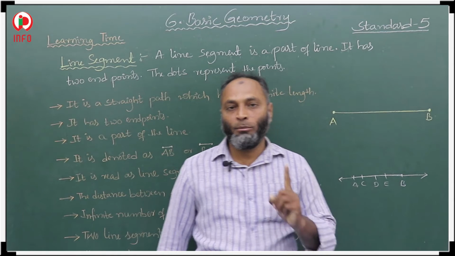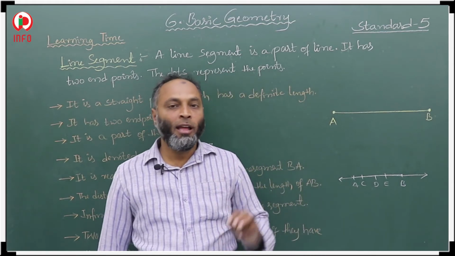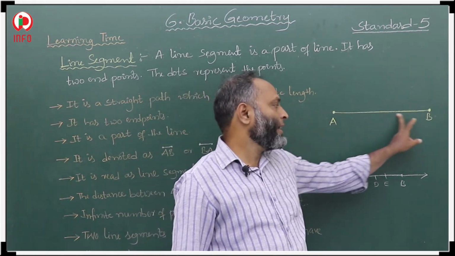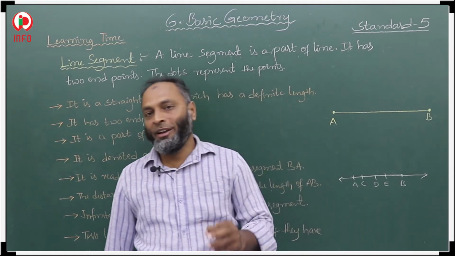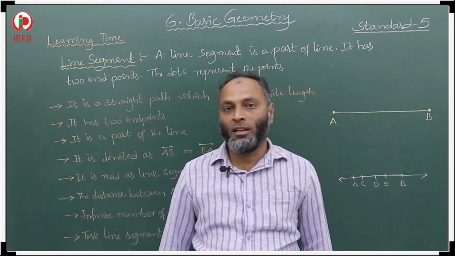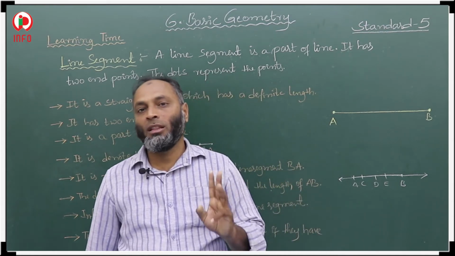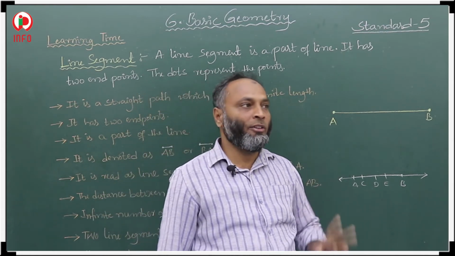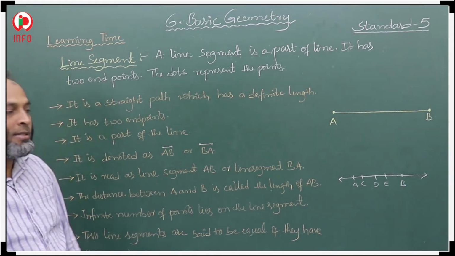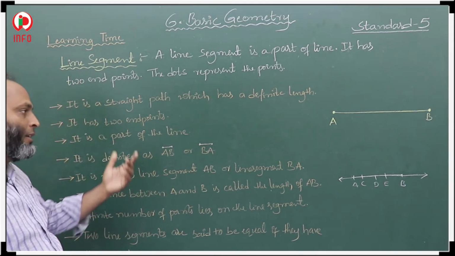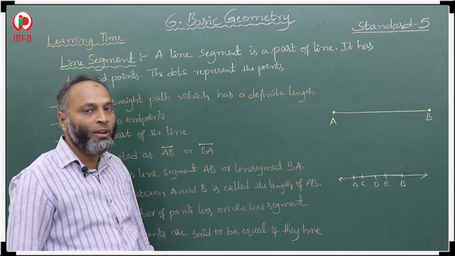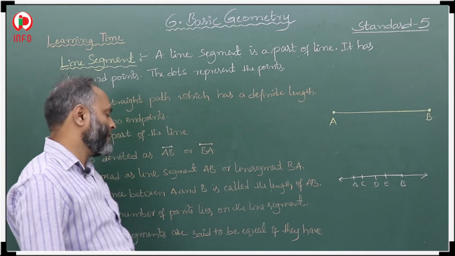One thing is common in line, line segment and ray. How many points lie on a line segment? Infinite points are there on a line segment. On a line also infinite points are there. On a ray also infinite points are there. This is common in these three: line segment, line and ray. The number of points on a line segment is infinite.